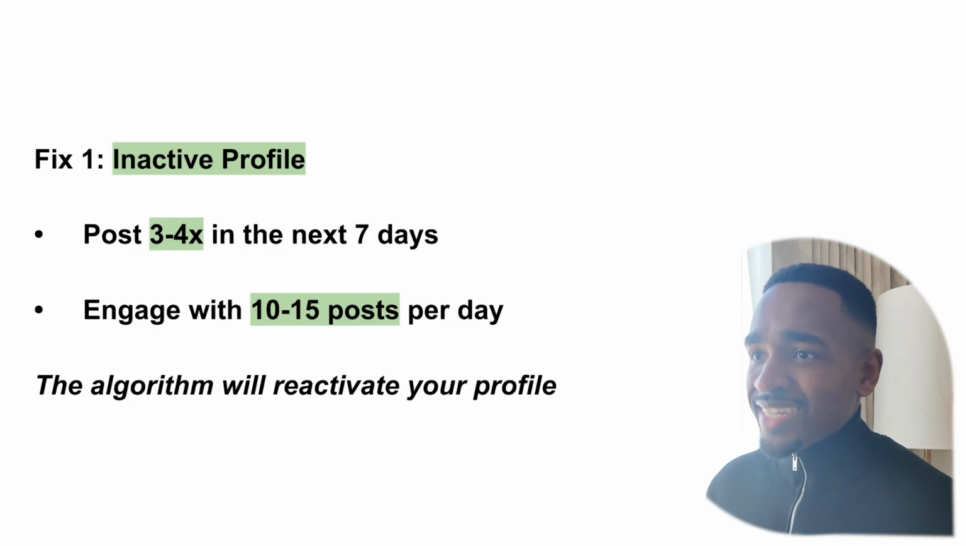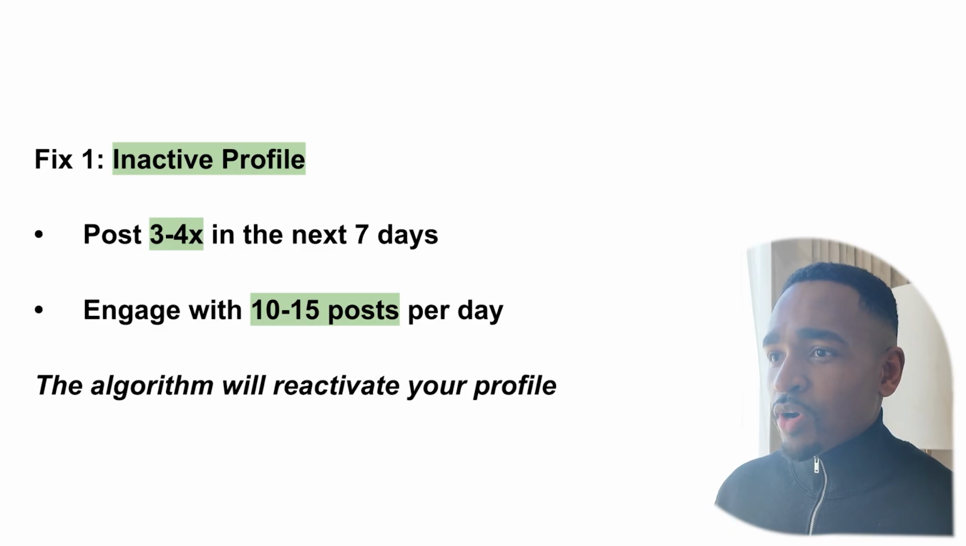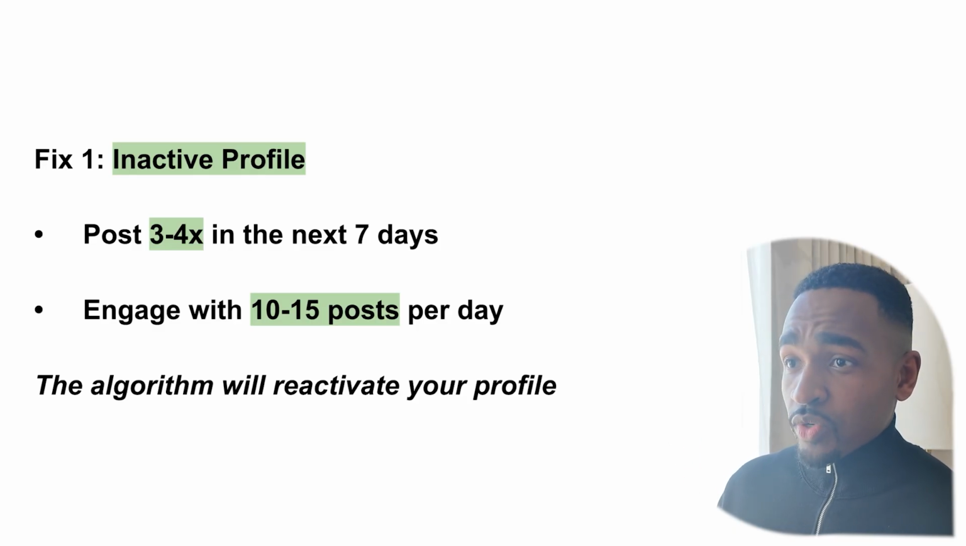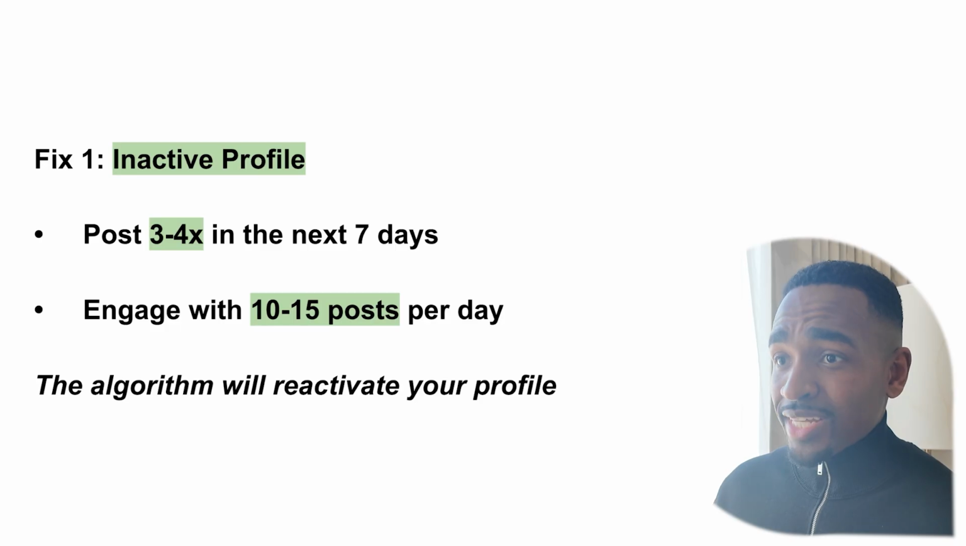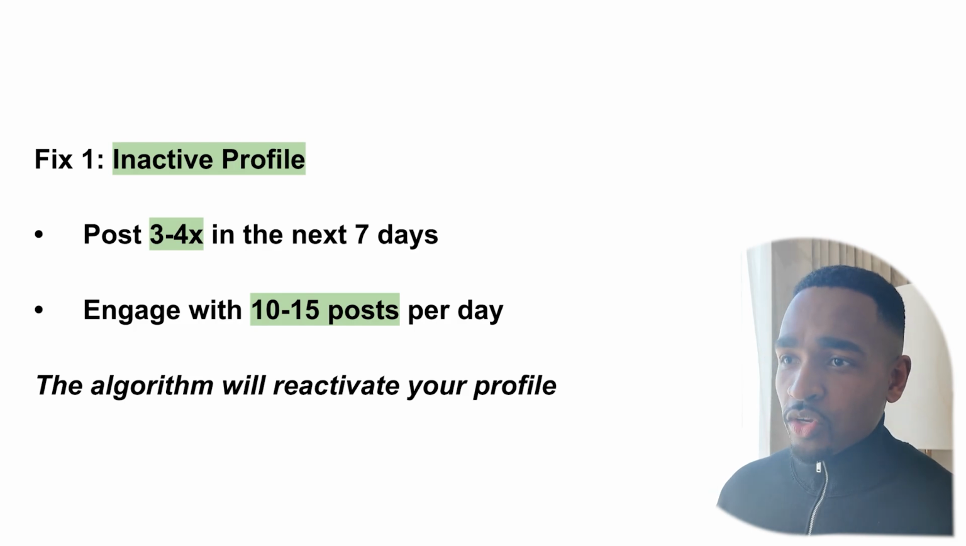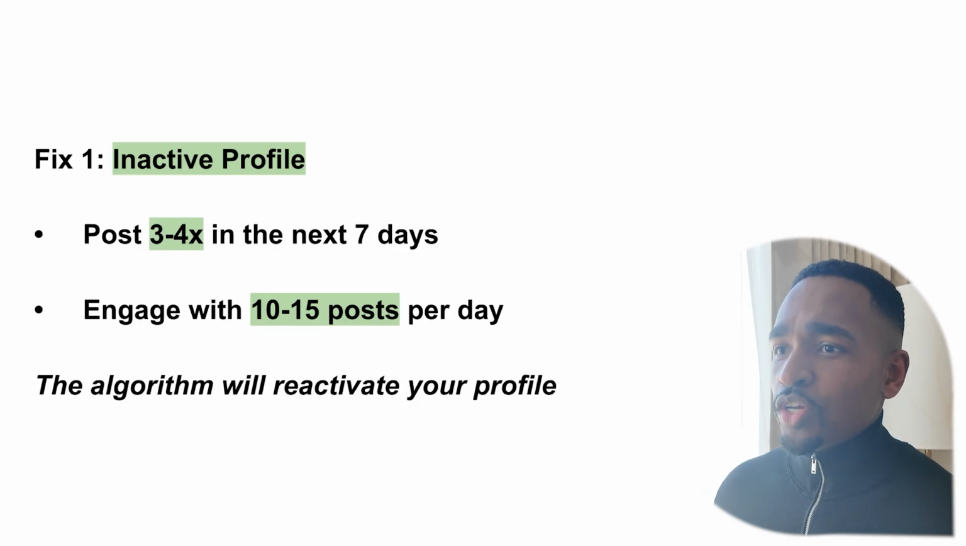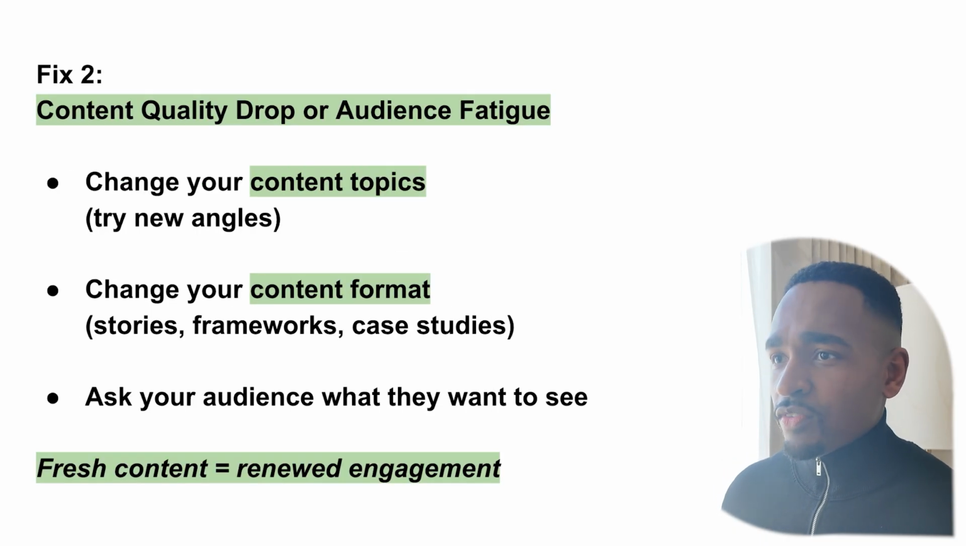So the first fix is an inactive profile. Again, if you stop posting, the algorithms deprioritize you. So I need you to move to 3 to 4 times in terms of posting over the next 7 days, and engage with 10 to 15 posts from other people also on a daily basis. So like, comment, and share, and the algorithm will see that you're active again, and it will start showing your content, and that will help to recover your visibility.